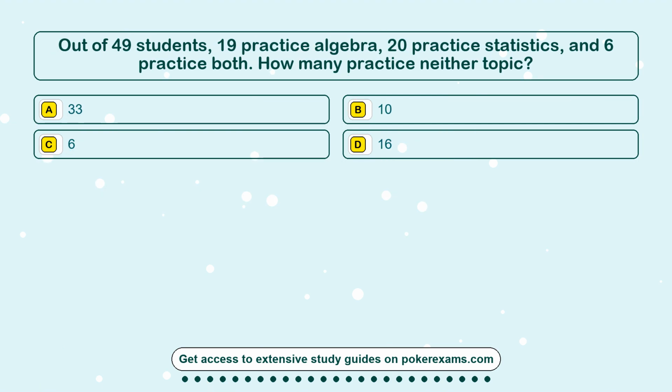Question 24. Out of 49 students, 19 practice algebra, 20 practice statistics, and 6 practice both. How many practice neither topic? Option A 33. Option B 10. Option C 6. Option D 16.